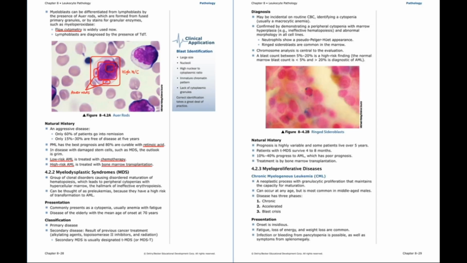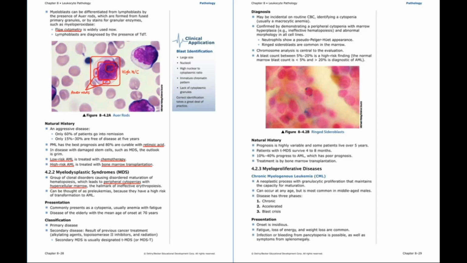The myelodysplastic syndromes are a group of clonal disorders causing disordered maturation of hematopoiesis, leading to peripheral cytopenias. Note that the peripheral cytopenia paradoxically has a hypercellular marrow. That's increased cellularity in the marrow, which is the hallmark of ineffective hematopoiesis. You can think of the MDSs as pre-leukemias because they tend to have a high risk of transformation to AML.